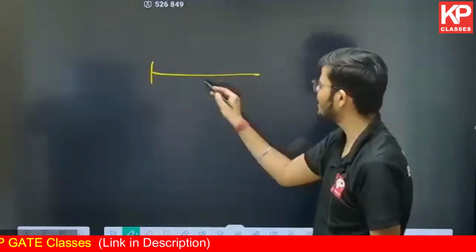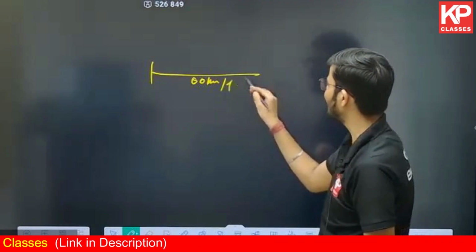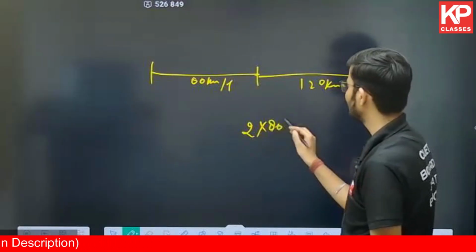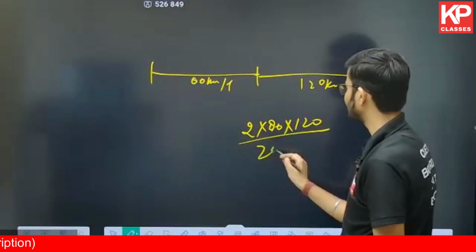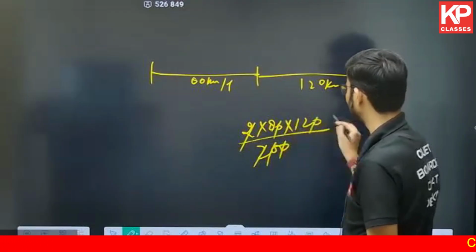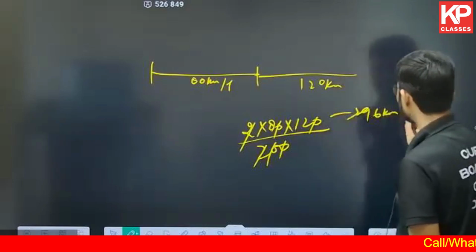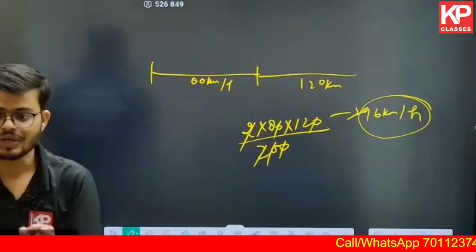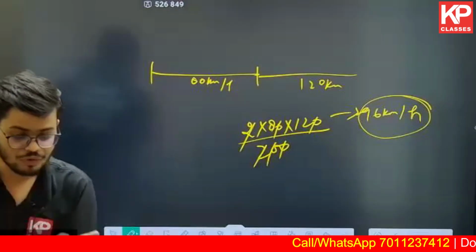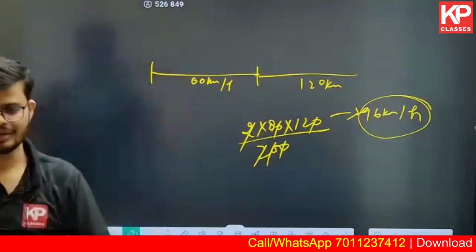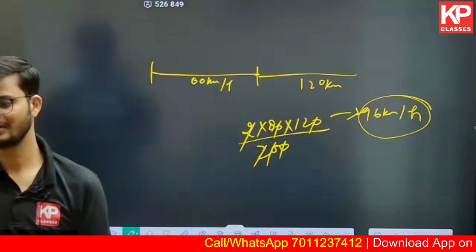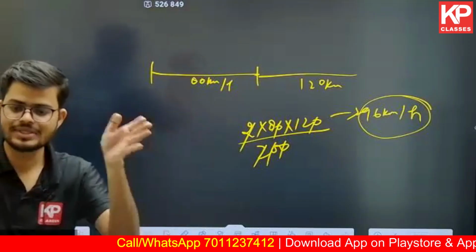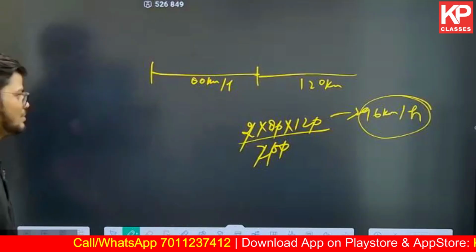Suppose, for example, I have covered half the distance at 80 kilometer per hour and the other half at 120 kilometer per hour. What is my average speed? The answer is 2s1 s2 divided by s1 plus s2, which gives 96 kilometer per hour. So this is how quickly we find the answer when the distances of the two parts are similar. But this is only applicable when the distance is similar. If the distance is not similar, use total distance divided by total time. This is about the average speed.